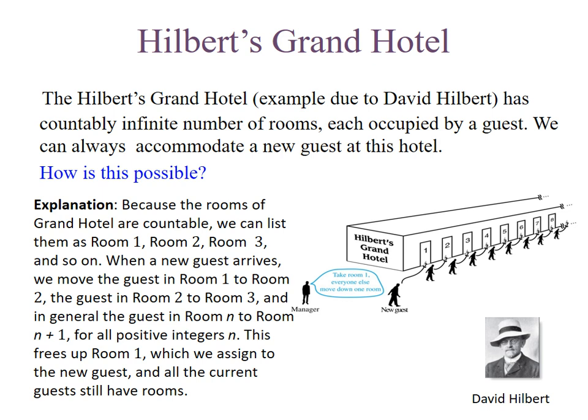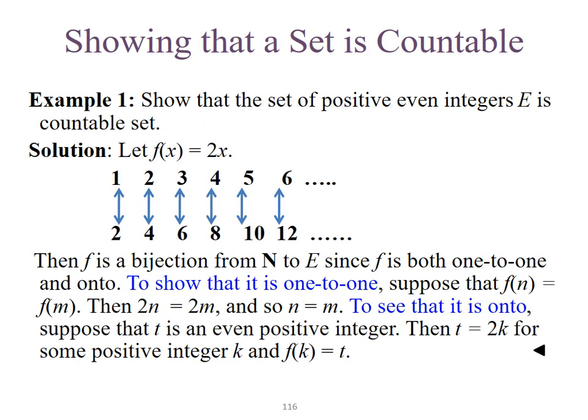The trick is that we can move each guest to the next room. Because the rooms are infinite, you can move the guest in room 8 to room 9, and the guest in room 7 to room 8. And then we can have an empty room for the new guest. I hope it won't sound very weird: why can a fully booked hotel welcome new guests? That's the property of infinite numbers, which is called the Hilbert's Grand Hotel problem.